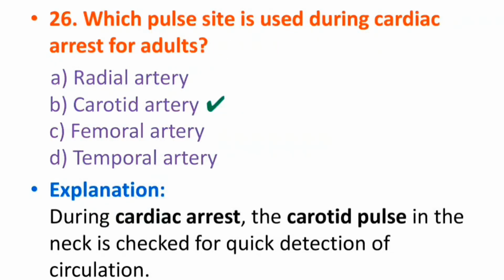Which pulse site is used during cardiac arrest for adults? Option A, radial artery; option B, carotid artery; option C, femoral artery; option D, temporal artery. The correct answer is option B, carotid artery. During cardiac arrest, the carotid pulse in the neck is checked for detection of circulation.